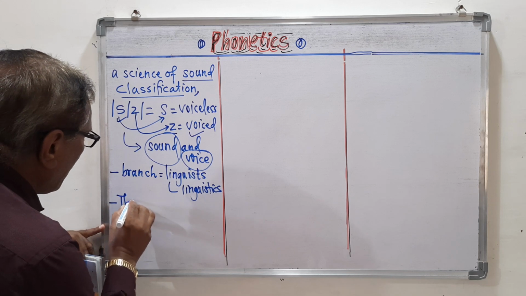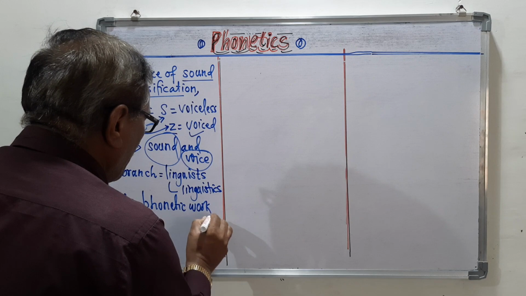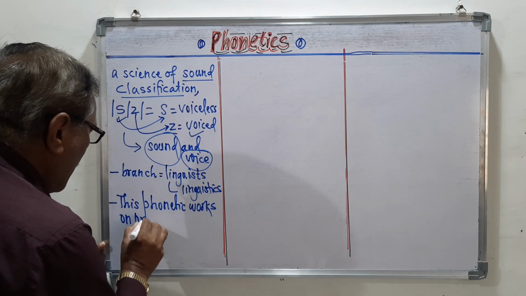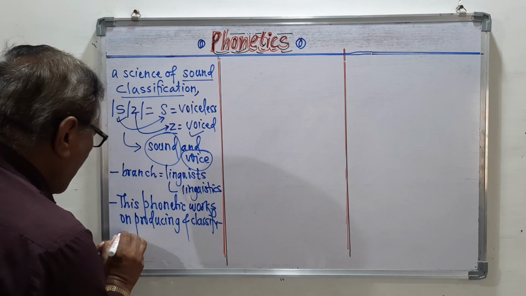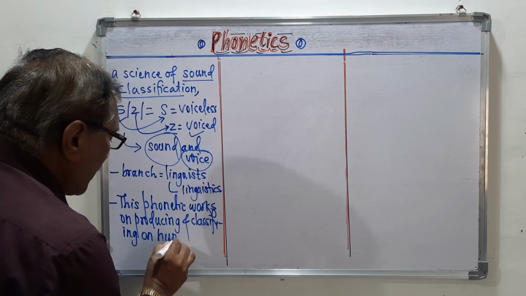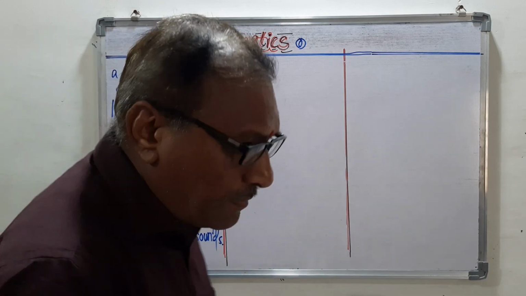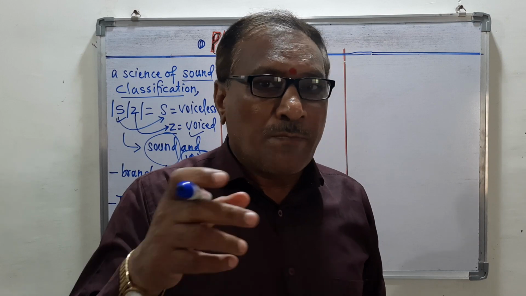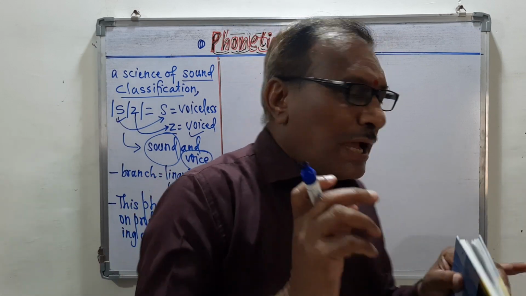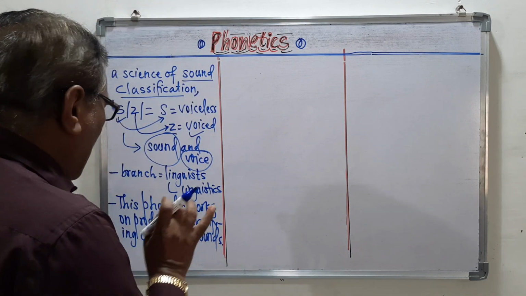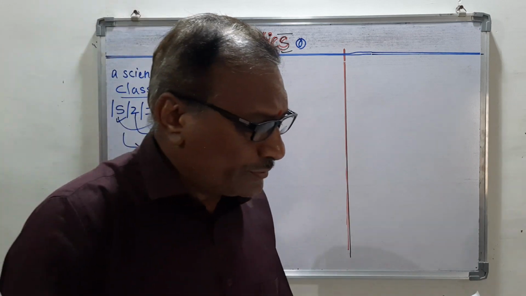Remember, these phonetics work on producing and classifying human sounds. My point is that man's sounds means man's speech, means when man speaks, this speech is made with phonemes, with sounds, with consonants, with vowels, with diphthongs, with monophthongs. And that's why phonetics works on producing and classifying human sounds. This is the point here, and we are discussing the topic of phonetics.